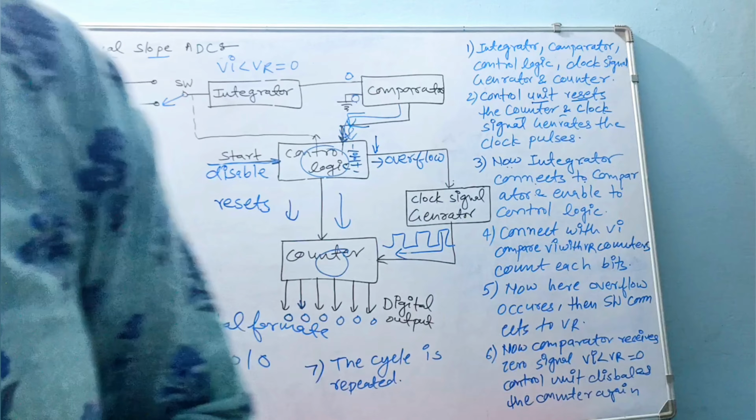Now if start is disabled, the switch goes to the Vr input and Vi is less than Vr, which creates a 0 value that is compared with the comparator and goes to the control unit, and the counter is again counting the value. In this format the data is continuously generated in digital form.